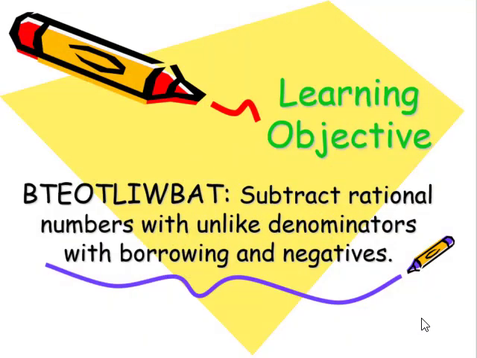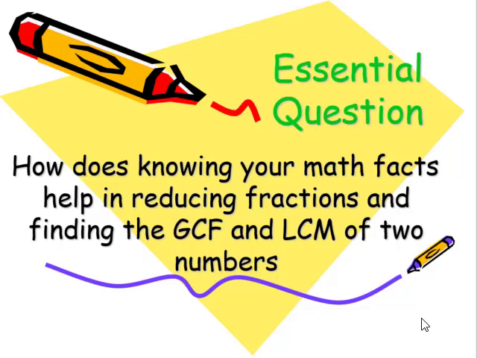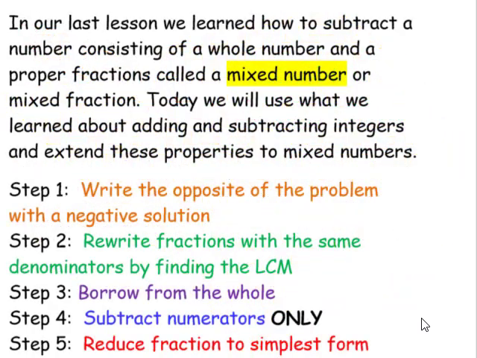By the end of this lesson, I'll be able to subtract rational numbers with unlike denominators with borrowing and negatives. How does knowing your math facts help in reducing fractions and finding the GCF and the LCM of two numbers? In our last lesson, we learned how to subtract a number consisting of a whole number and a proper fraction, called a mixed number or a mixed fraction. Today, we'll use what we learned about adding and subtracting integers and extend these properties to mixed numbers.